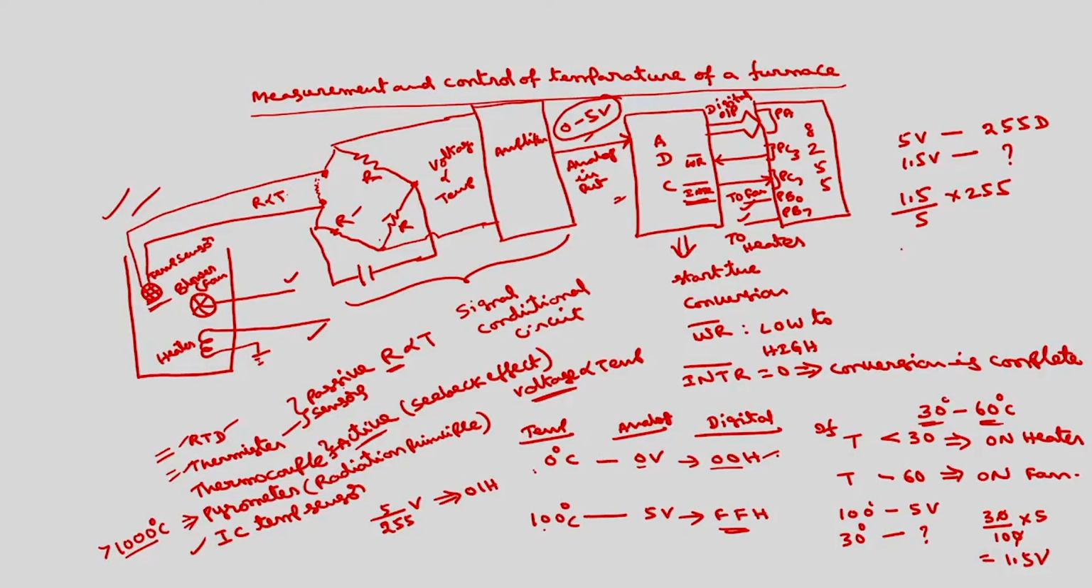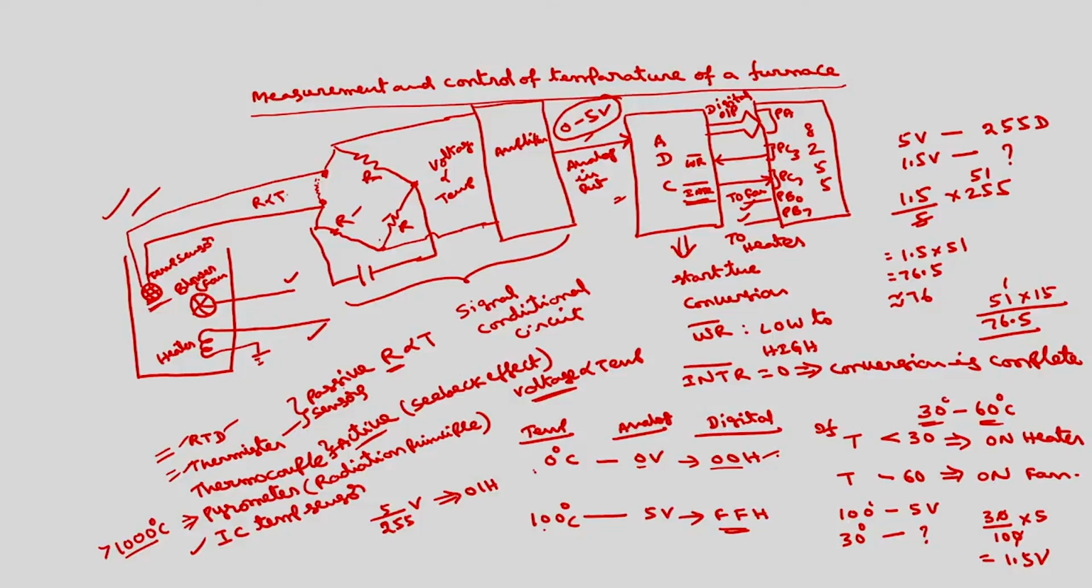So this will be 51 into 1.5, since 5 fives... 5 51s are 255. 51 into 1.5 is approximately 51 into 15, which gives 76.5. This corresponds to 76.5. You can take either 76 or 77, it is up to you. Let us take 76, because to convert this decimal number into hexadecimal we need an integer.